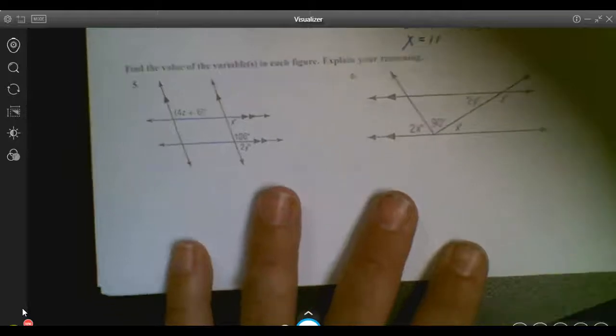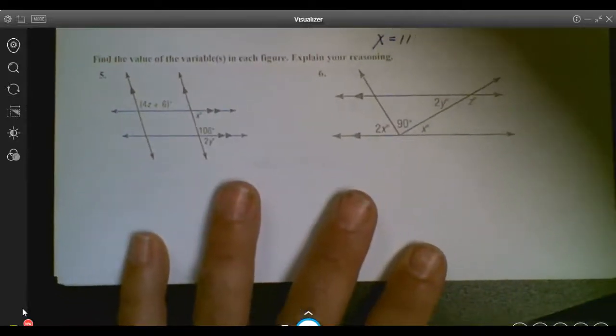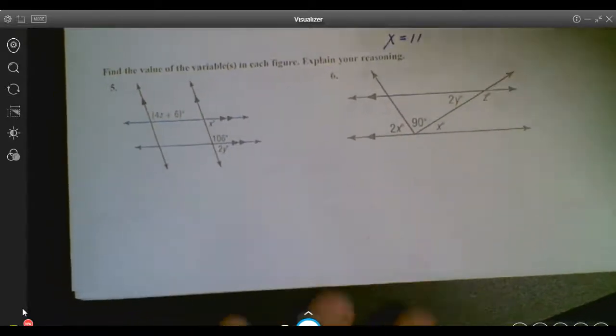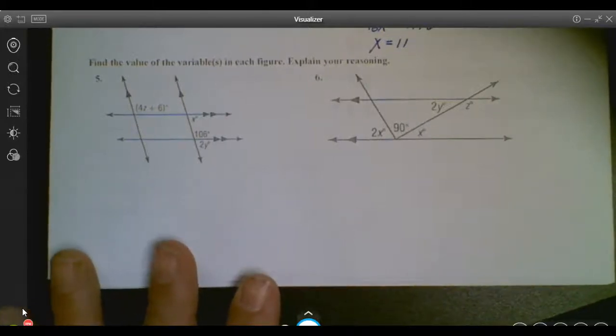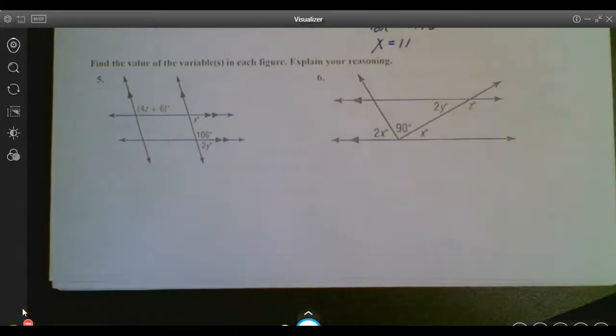Here's the last two we'll go through. Again, when they say explain your reasoning, make sure you throw in the postulate or theorem. Just a good way for you to get to know what those are and how to write them and what they're called and all that good stuff. So feel free to pause and work ahead of me on this.